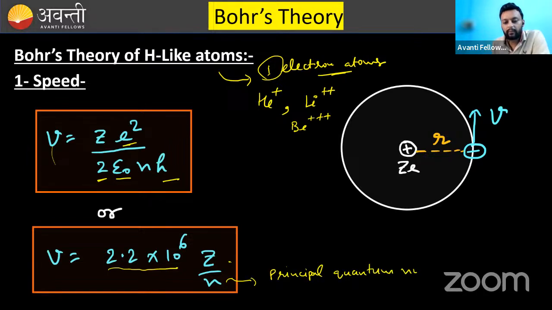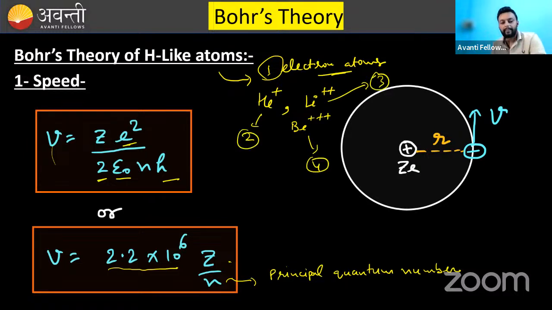Quantum number. This is something chemistry thing, but you can remember. Now, what is Z? Z is the atomic number. For hydrogen atom, Z is 1. For helium atom, Z is 2. Lithium, Z is 3. Beryllium, Z is 4. So Z is what? Atomic number. Clear? N is the number of orbit or principal quantum number.